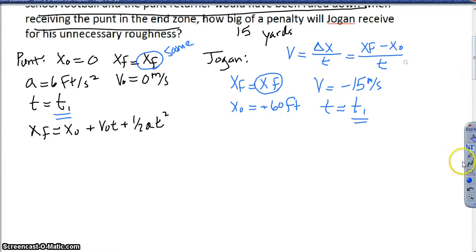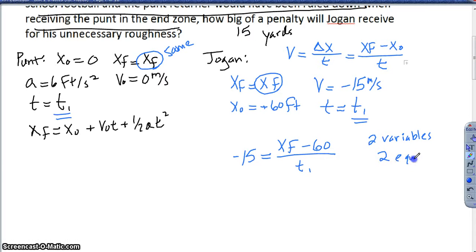So if I set up these two equations, let's start with this one because it's a little bit easier. I know that negative 15 equals the final position, which I don't know, minus the initial position of 60, all over the time, which I don't know. So I get stuck here because I have two variables, and if I ever have two variables, then I better get at least two equations to work with.